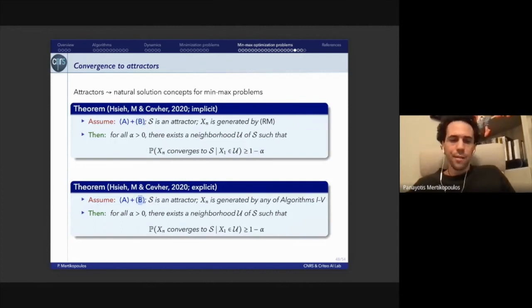This should have C, not B. This is a typo. You have the corresponding result for any of the algorithms 1 through 5.